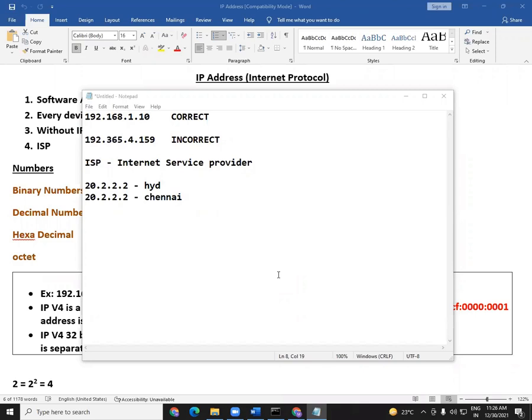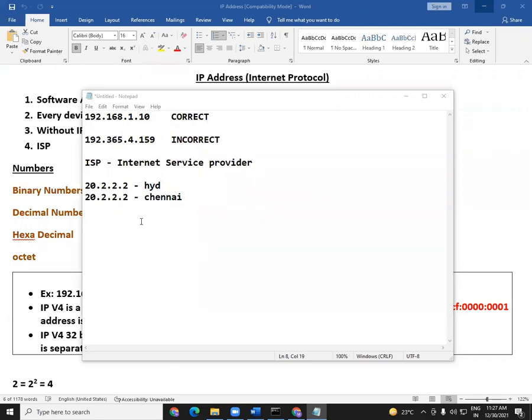Now how is that possible? How can they maintain such uniqueness globally? They can maintain it because there is one organization that is responsible for maintaining all these IP addresses. I repeat, there is an organization who maintains these addresses in a database. Once a person in Kukatpally in Hyderabad is using an address, that address will be removed from the database. So no other person can use the address.